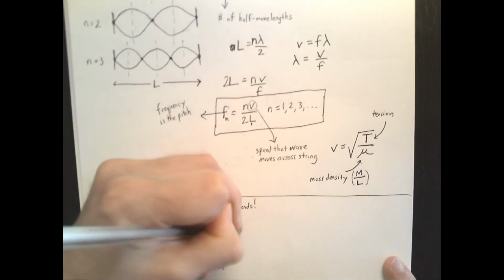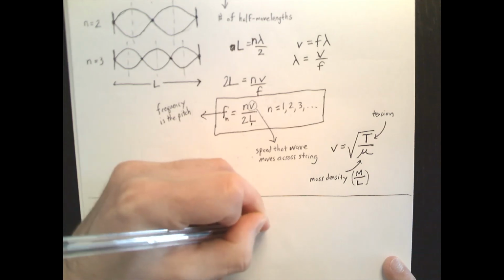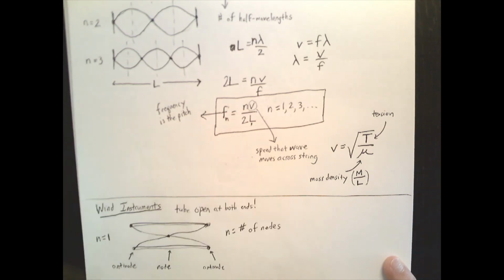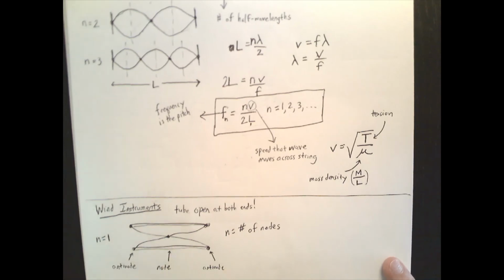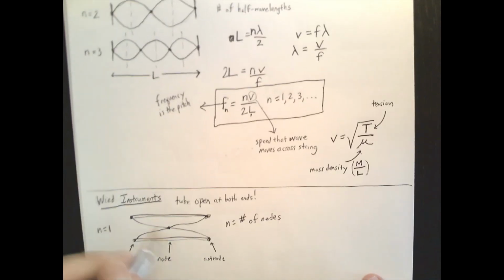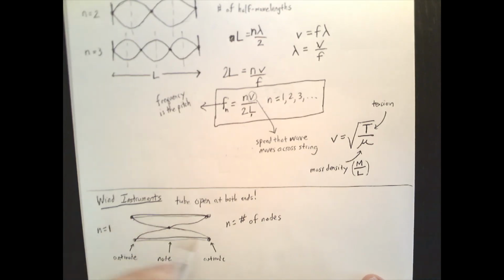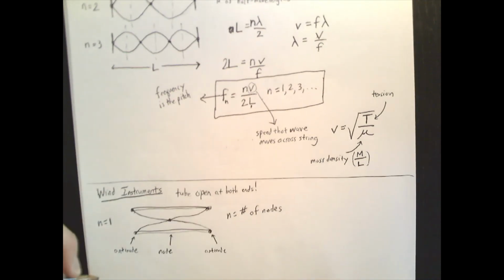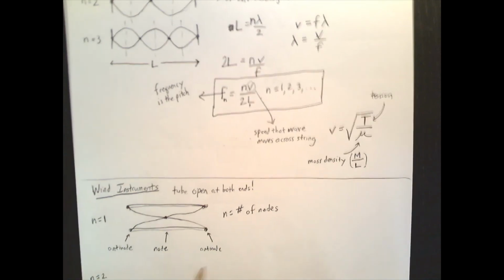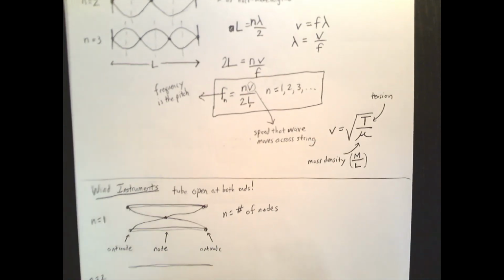N is now the number of nodes. But it's also the number of half wavelengths we have in our tube again. This is our half wavelength. We go from a peak of the wave down to a trough of the wave, and we still need to get back to the next peak. So the structure is going to be the same. I'll draw n equals 2 and 3 for you so you can see what that looks like.